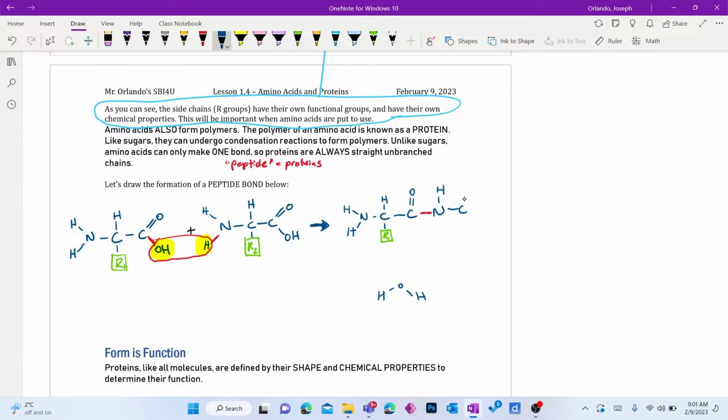That's not because that's the exact actual geometry. Obviously, we're trying to draw in 2 dimensions a 3-dimensional object. It's just to make this thing not get really ugly on the page. That is a peptide linkage or a peptide bond.